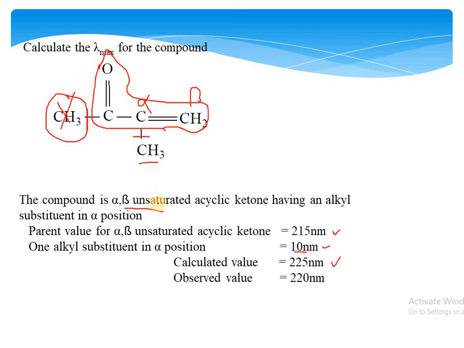So for alpha beta unsaturated carbonyl compounds or acyclic ketones, we have a different set of parent values and a different set of rules for the addition of values due to auxochromes or any increment due to other groups.